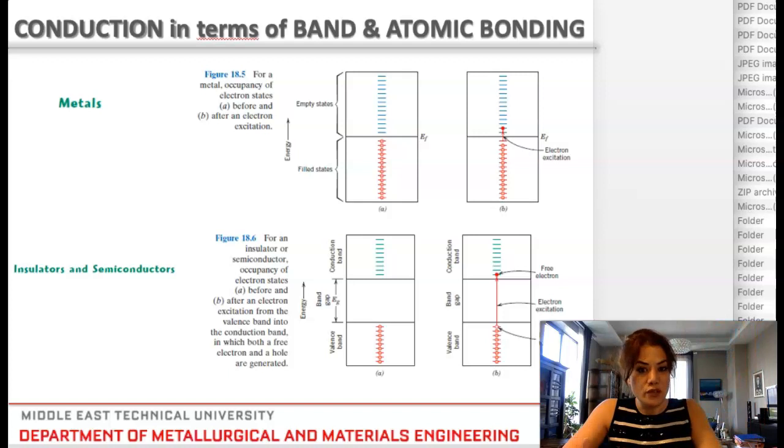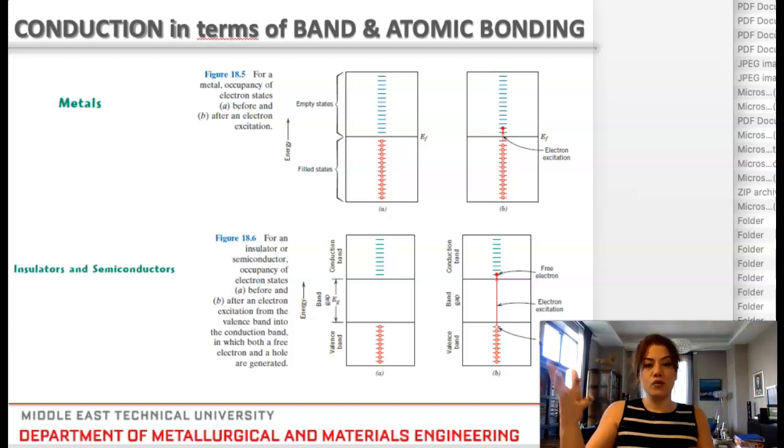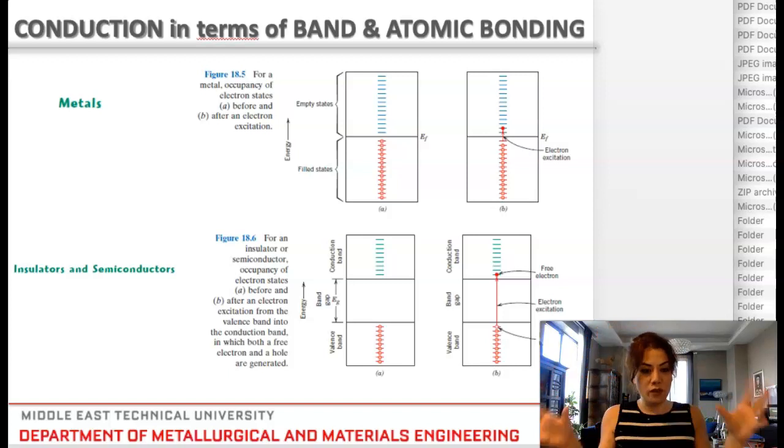So with the insulators and semiconductors, these continuum of states are separated from each other with a phenomenon we just defined, a band gap, right? And the size of that band gap determines the type, whether it's an insulator or a semiconductor.